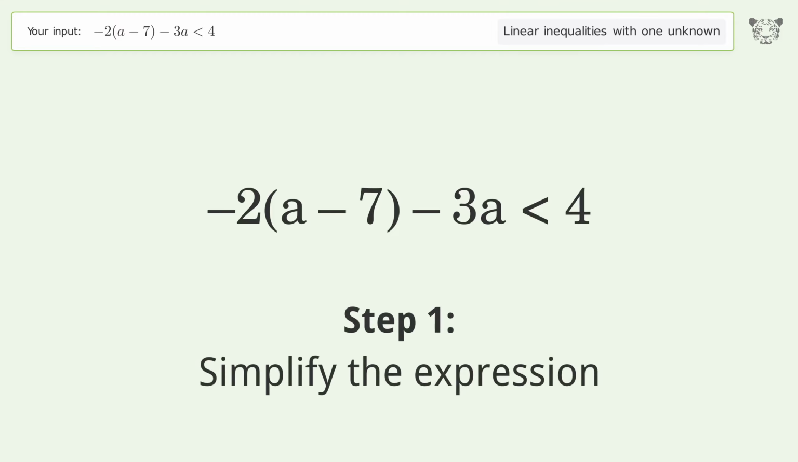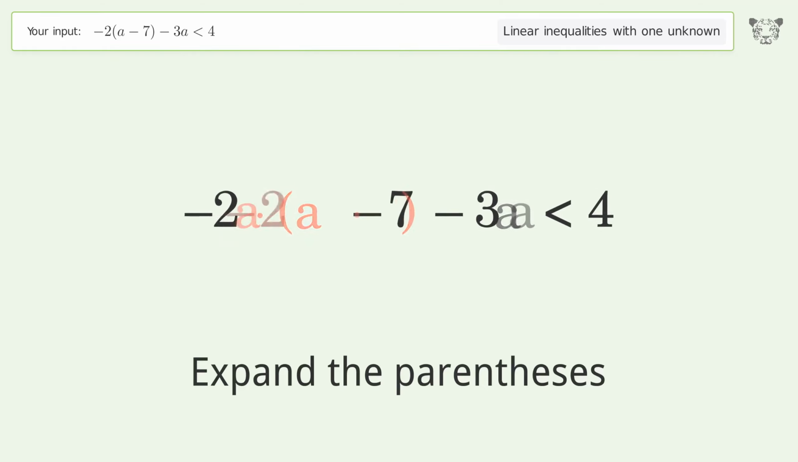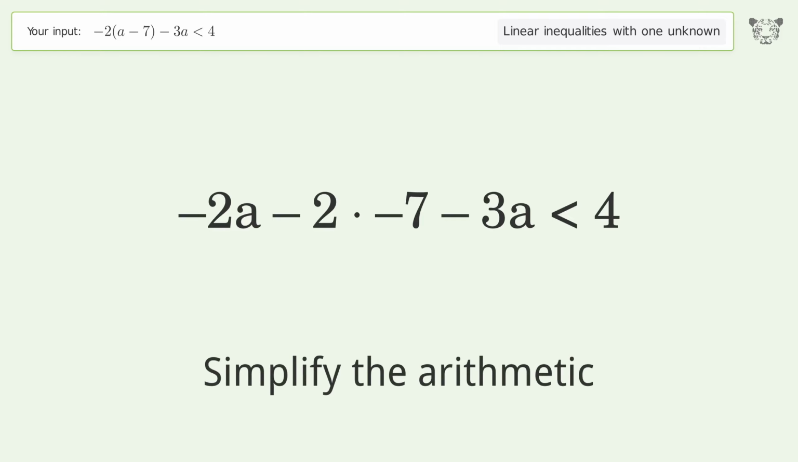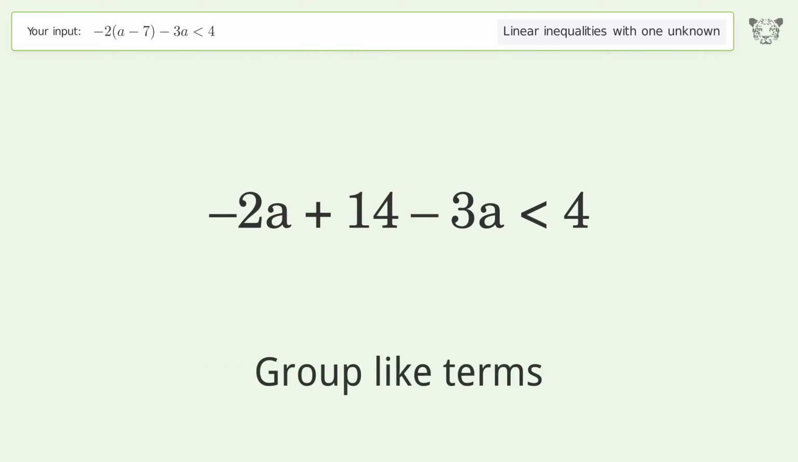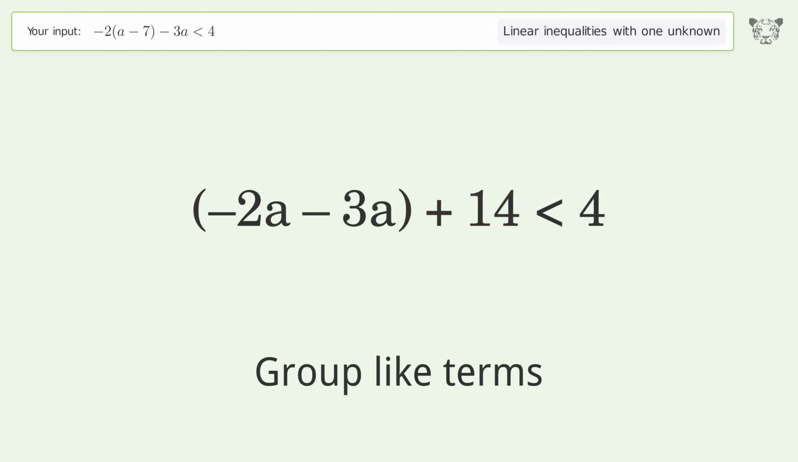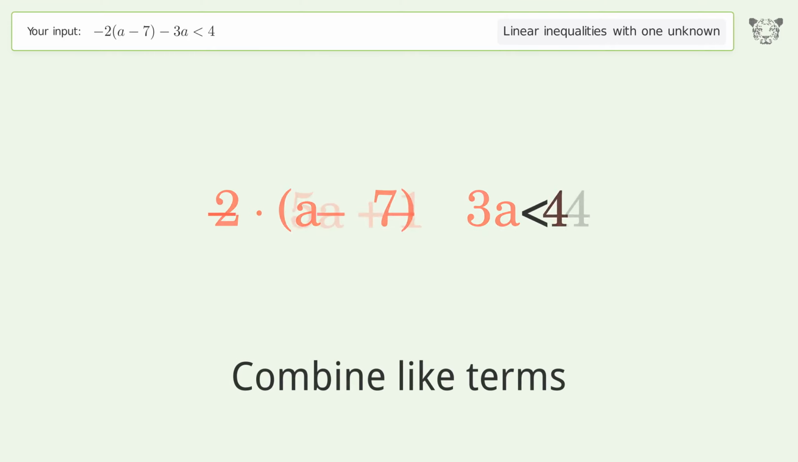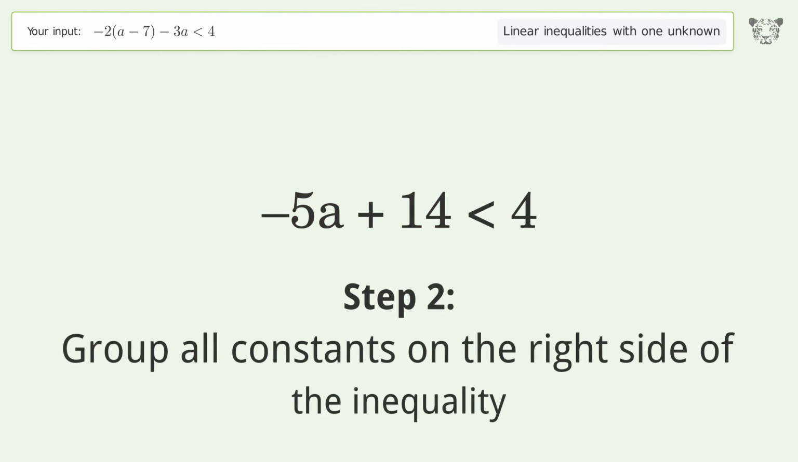Simplify the expression. Expand the parentheses. Simplify the arithmetic. Group like terms. Combine like terms. Group all constants on the right side of the inequality.